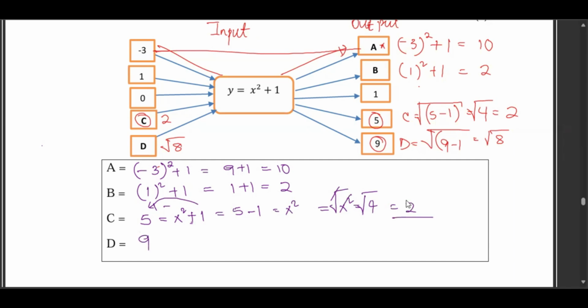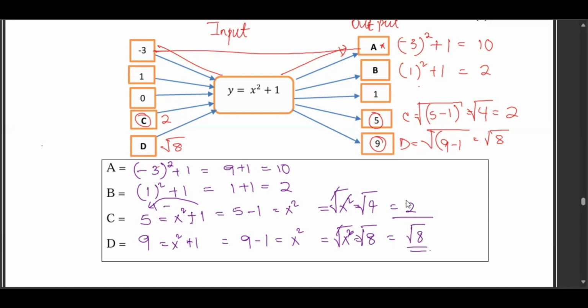Same will apply here. I already have 9 equals, we are working backwards, so it becomes 9 minus 1 equals the square root, so the square root of x equals 8. I'm applying the square on both sides. This dies. So my answer becomes 8.